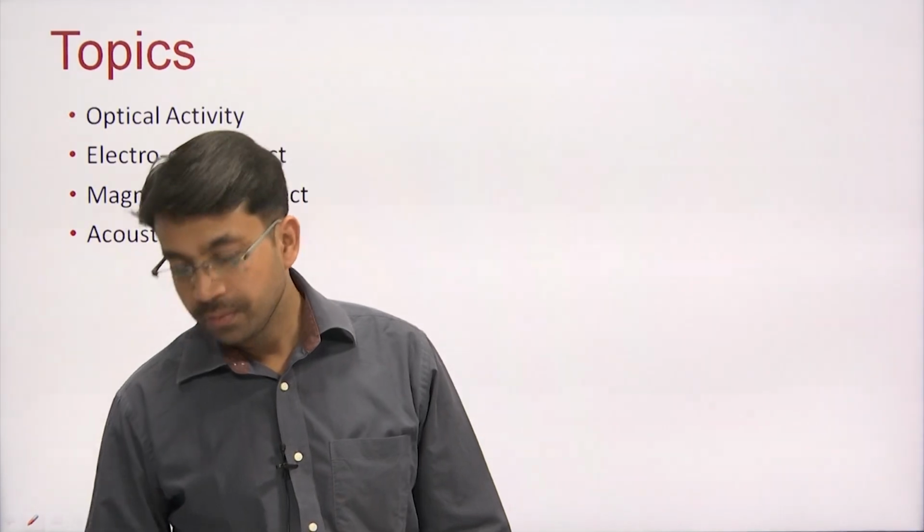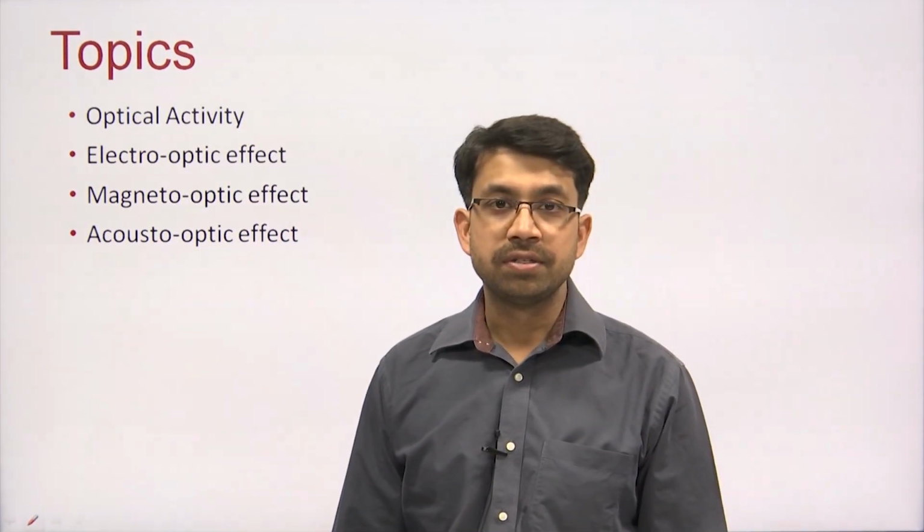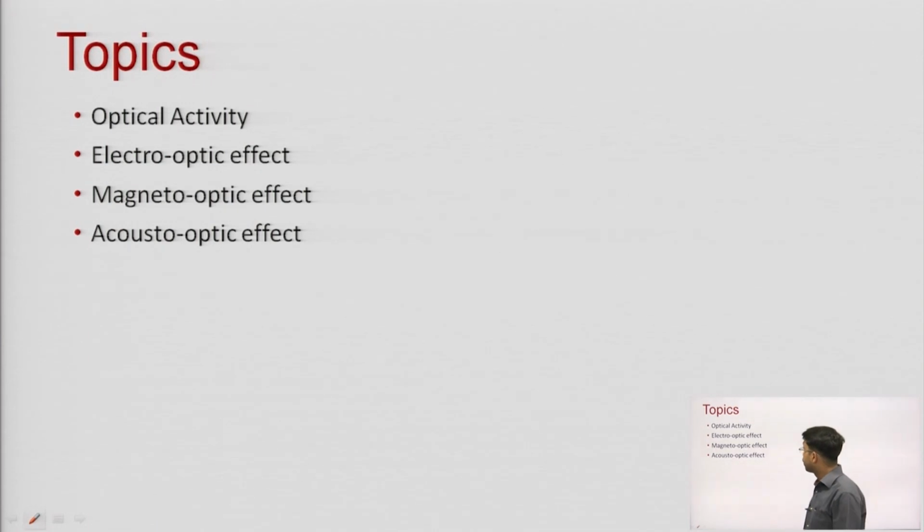Course of optical instrumentation. So, in this lecture series, this is our 5th lecture, and in this lecture we will discuss optical activity and optically active materials. With this, we shall also discuss a few effects that are based on optical activity. So, today's topics are optical activity, electro-optic effect, magneto-optic effect and Acousto-optic effect.